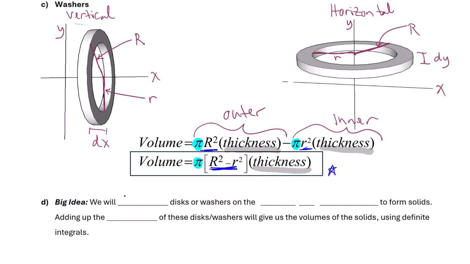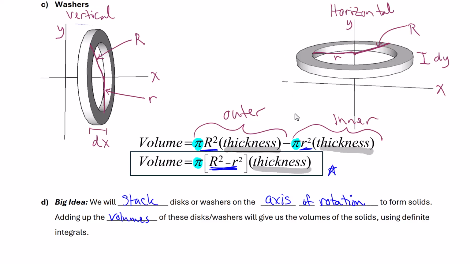We will stack disks or washers on the axis of rotation to form solids. Okay, you'll see examples of this very shortly. Now, adding up the volumes of these disks or washers, which is, by the way, why we talked about those formulas above, adding up all of these stacked disks or washers will give us the volumes of those solids, using, of course, a definite integral to make this all happen. So that's kind of where we're going with these objects.